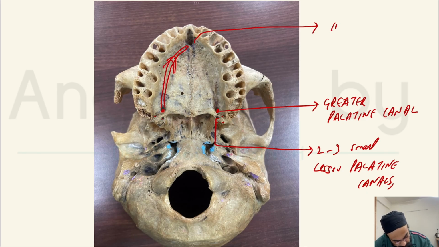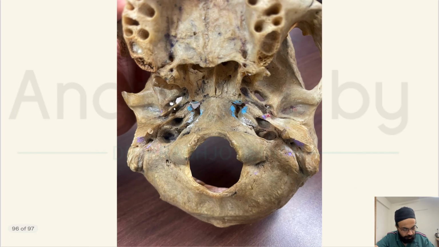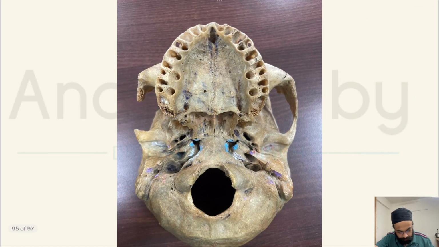This is the incisive fossa, and this is the foramen, incisive foramen in the incisive fossa, and these nerves come out from here and enter the nasal cavity from here, the greater palatine towards the nasal cavity from here. Okay, so that is about the anterior part. Anterior part बहुत easy है, इतना ही है. But let us move on to the intermediate part.